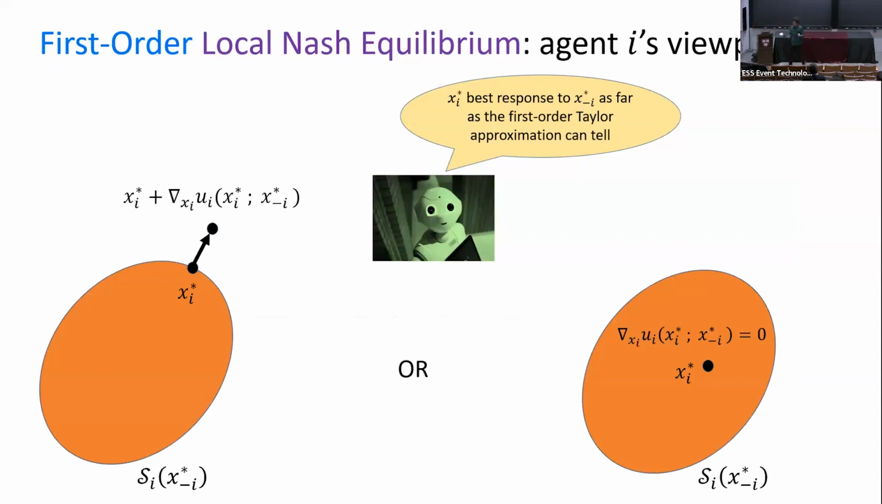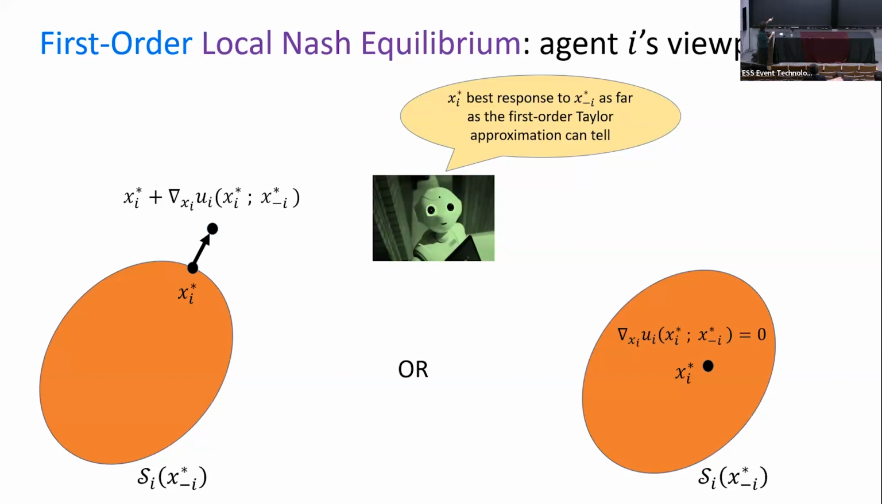So for xi star to be a first order local best response, it must satisfy one of these two properties. It's a first order concept, right? So what does it mean to be first order local opt? Well, player I has to find themselves in one of these two scenarios. This orange set is the constraints imposed on player I by the strategies of the other players. So this script S was the global constraints in my setting.